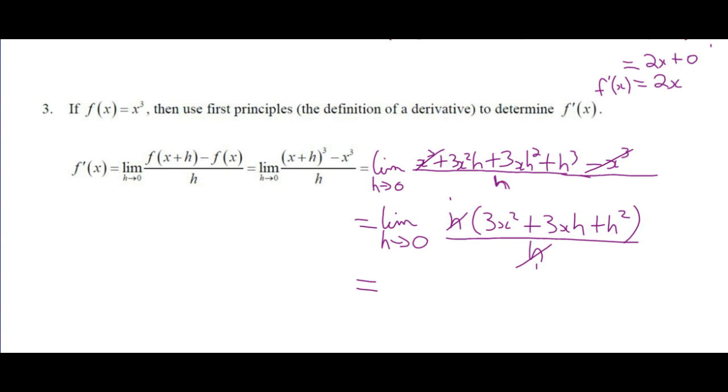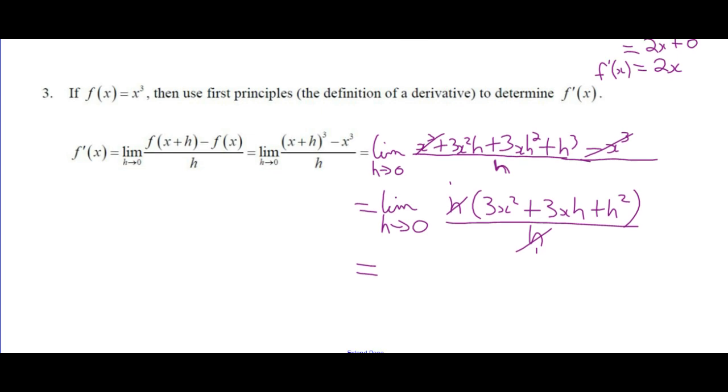Equals, now at this point, what? We can drop the limit as h approaches 0 and do what? Put h as 0. Okay, it's allowed now because we won't be dividing by 0, right? That's gone. So we've got 3x squared plus 3x times 0 plus 0 squared, which is equal to what? 3x squared, right? Okay, so are we seeing a pattern here?